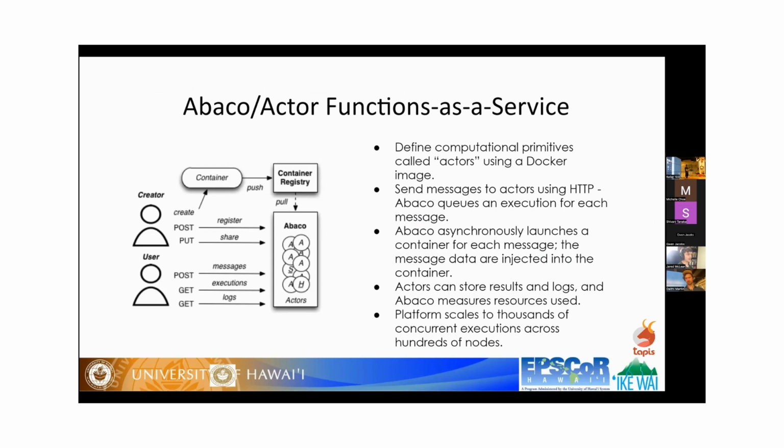So the Abaco actor system, which we are going to be using today, is a function as a service system. You can define an actor using a Docker image, so a containerized image, which basically stores information about the runtime environment that you want to run on, as well as the actual code that you're going to run. You can register that with Tapis, and then you can send messages to the actors. So you can trigger it, and when the container receives the message, it can use that to run a task.